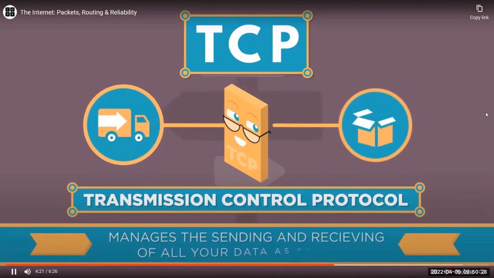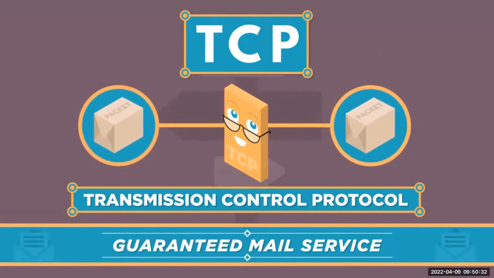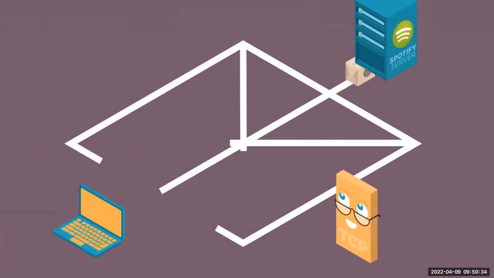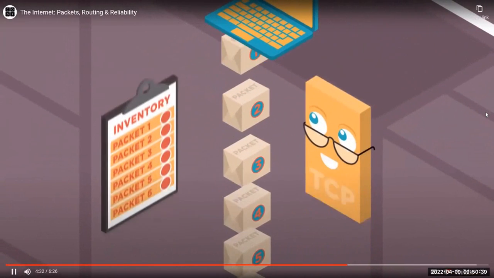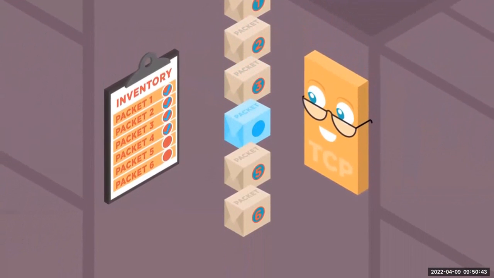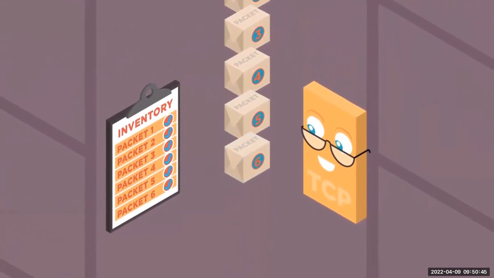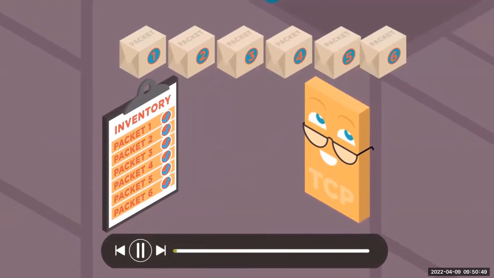It manages the sending and receiving of all your data as packets. Think of it like a guaranteed mail service. When you request a song on your device, Spotify sends a song broken up into many packets. When your packets arrive, TCP does a full inventory and sends back acknowledgements of each packet received. If all packets are there, TCP signs for your delivery and you're done.